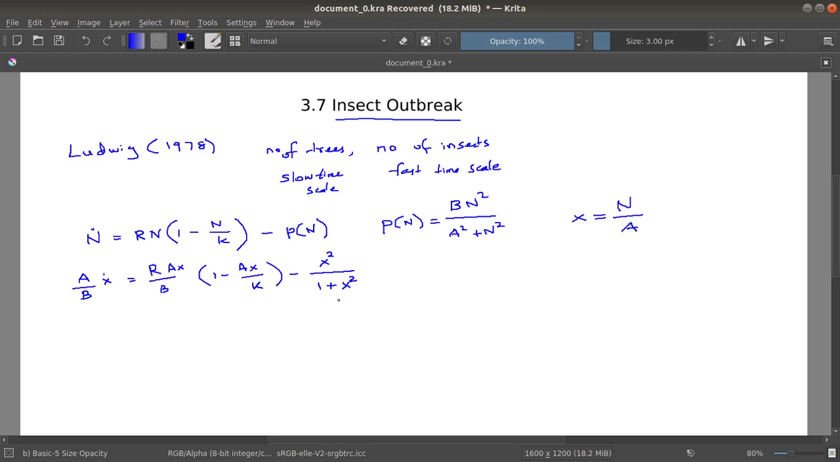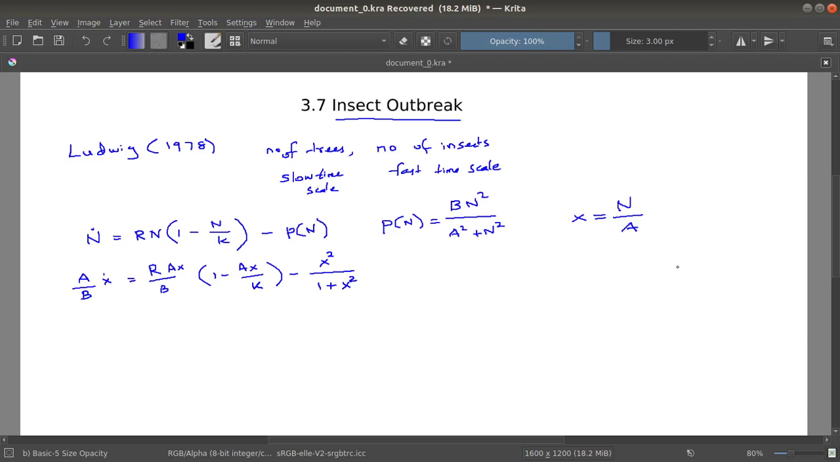Now if you see how many variables there are, A by b is one variable, r A by b is another variable, and A by k is one variable. So by reducing one of the dimensions, which is the population, I was able to reduce one parameter, but still there is one more dimension which I could reduce, which is time.